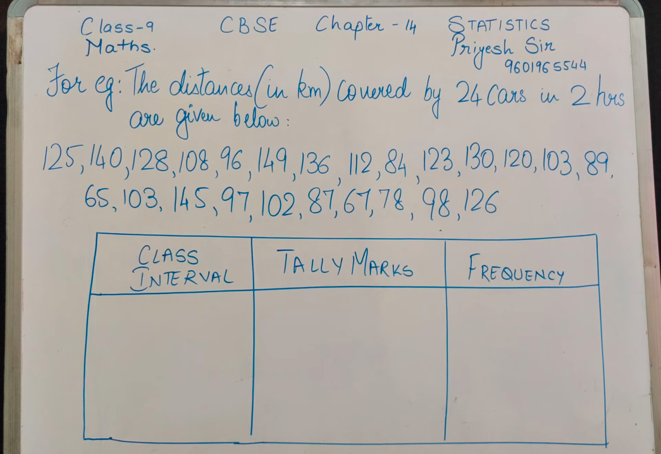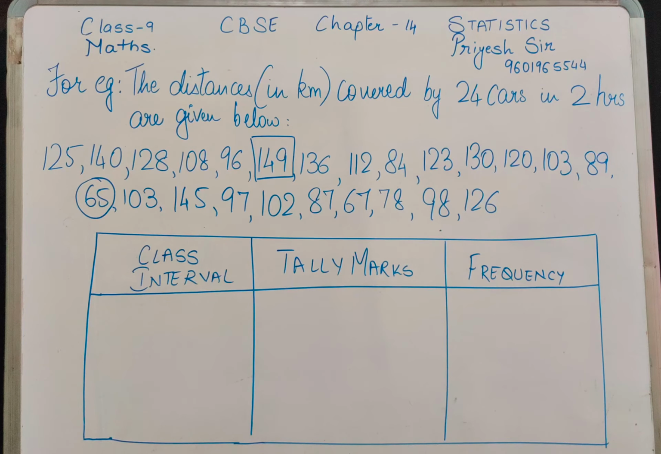For preparing the table, we need to draw a table like this, wherein the first column will be class interval, the second would be telemarks, and the third would be frequency. As we can see from the data, the smallest number is 65 and the largest number is 149.